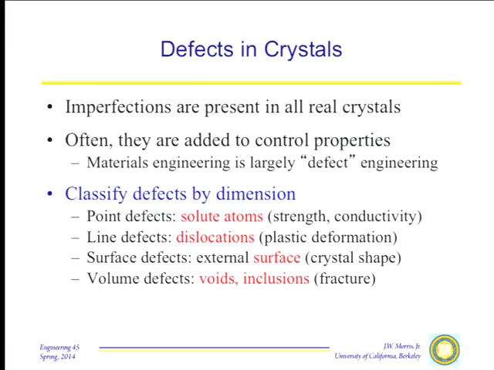We classify the defects by their dimension. The zeroth order defects are point defects, such as solute atoms. There are then line defects, dislocations, which we'll talk about today, surface defects like external surfaces, which we'll talk about next time, and then volume defects, voids, and inclusions.